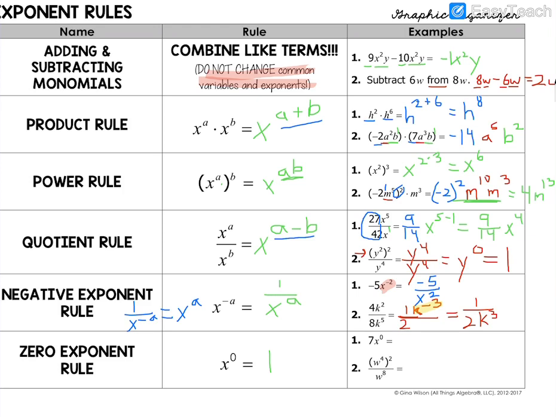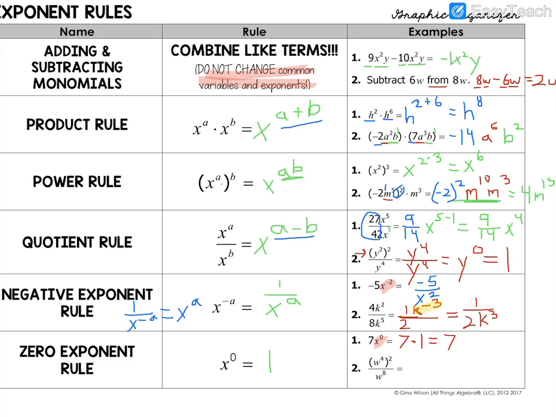All right, and then the last rule we're going to talk about today is the zero exponent rule. So that states that anything raised to the 0 power is 1, but only the thing that is raised to the 0 power. So if I look here at my first example, we have 7 times x to the 0 power. So that means that I have 7 times x to the 0 power, which is 1. So 7 times 1 is 7.